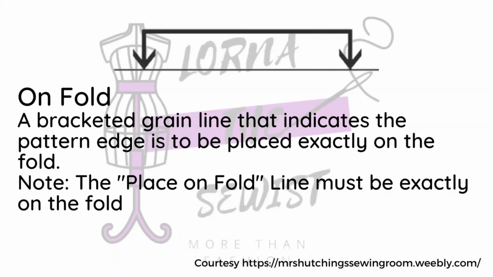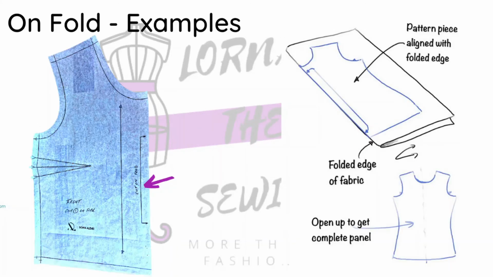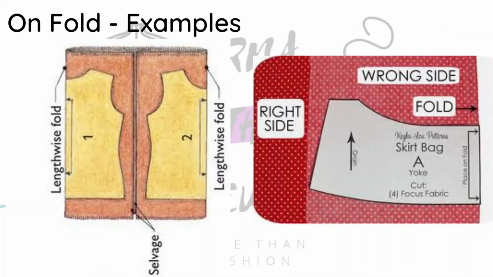Next, we have on fold. This is a bracketed grain line that indicates the pattern edge to be placed exactly on fold. The place on fold line must be exactly on the fold, as seen in these other examples. This is because maybe you want a double of the front. For example, if you don't have a front zip, you will have to cut the pattern on fold and then it comes out as double. I hope that makes sense from the diagrams.